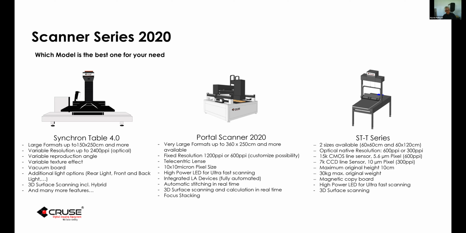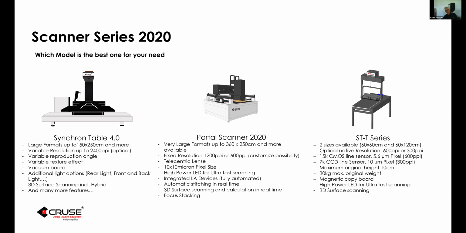What is new? We can also build portal scanners, 3.60 m x 2.50 m. It depends on the resolution. It can be with 1200 ppi or 600 ppi. It has a telecentric lens. It has a fantastic 10 × 10 micron pixel size, which gives you a lot of contrast and which is really giving you a very, very high quality. We have specialized and built LEDs for that. So this is a new scanner. Whenever you're interested in this kind of scanner, give us a call.